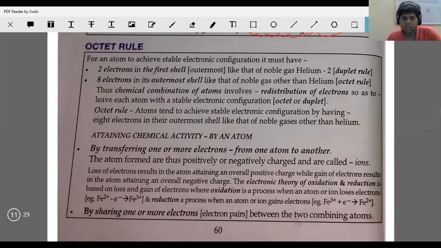Then there is something called the octet rule. What is the octet rule? Octet rule means atoms want to have a special stable configuration, that of an octet. Octet means 8 electrons in the outermost shell. That is the configuration which all the atoms want to attain, except for hydrogen. Because hydrogen is in the first period, it has only 2 electrons, so it will have a duplet of electrons, not an octet. Apart from hydrogen and helium, all other elements want to attain an octet of electrons.